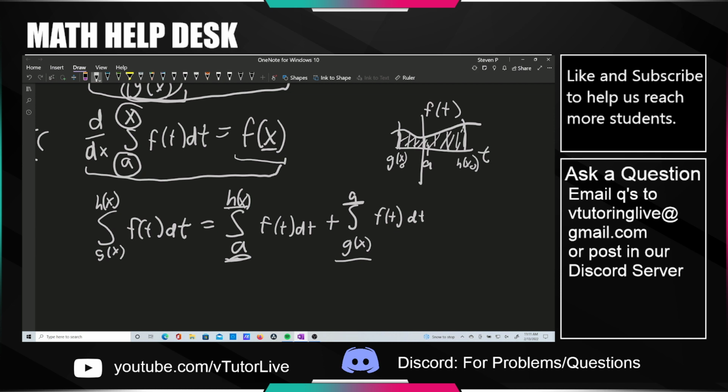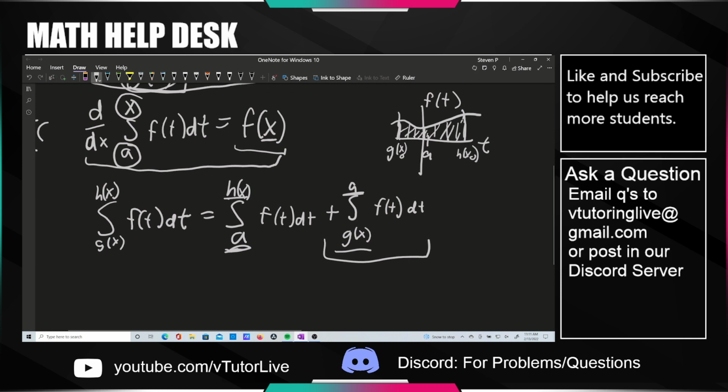So with this in mind, you can always flip the sign of the integral by switching the bounds. So this turns into a minus the integral from a to g of x of f of t dt, just fine. Exactly as you would hope. f of t dt.